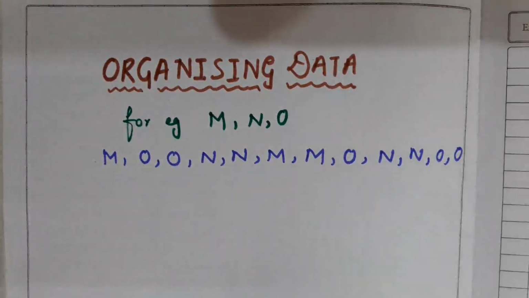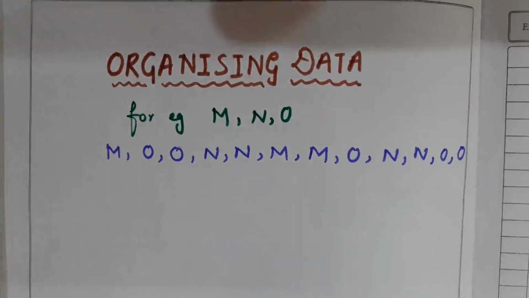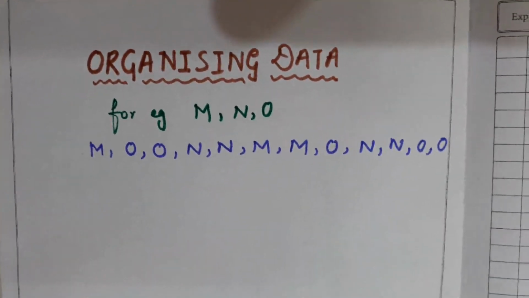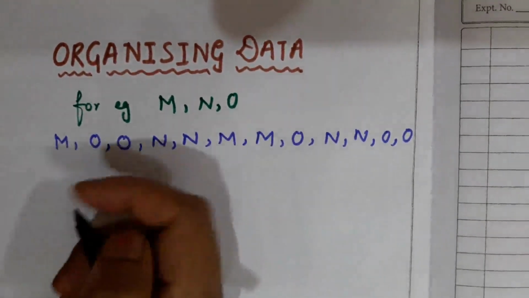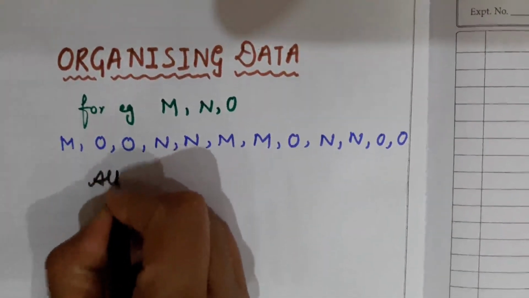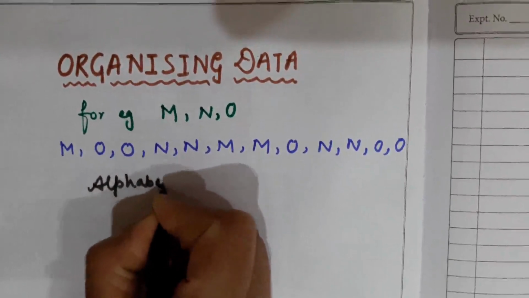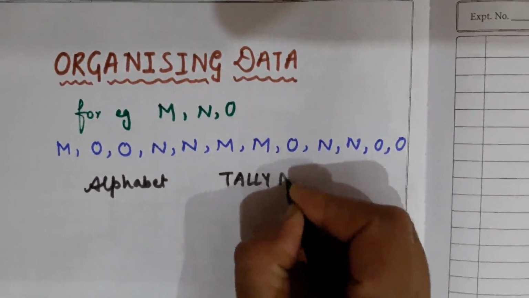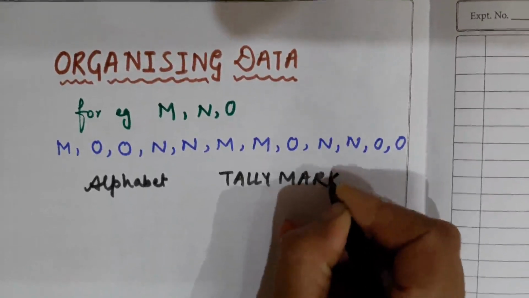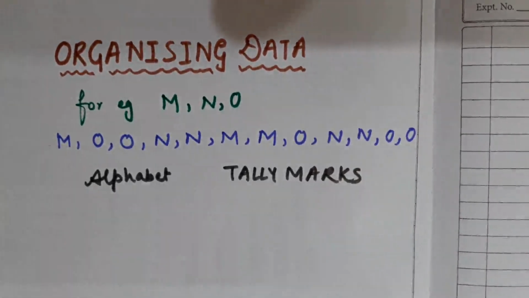Now let's see. So we can represent this data with the help of tally marks. We can represent this data in the form of tally marks. So how basically can you represent? You have to make 2 columns. One is the alphabet column and the second is the tally marks column. Okay, so let's see.